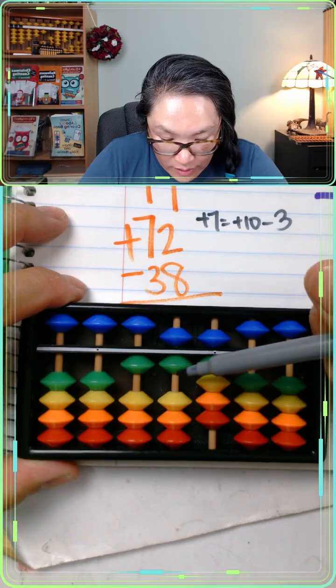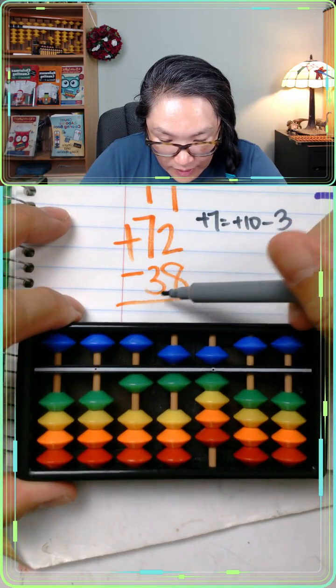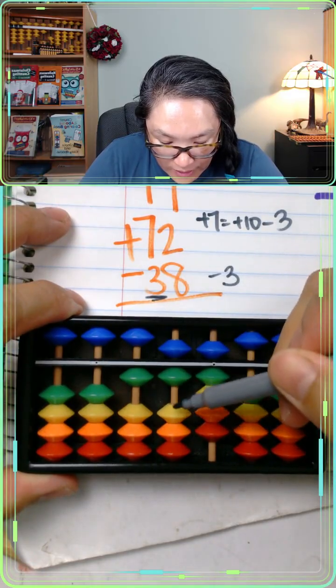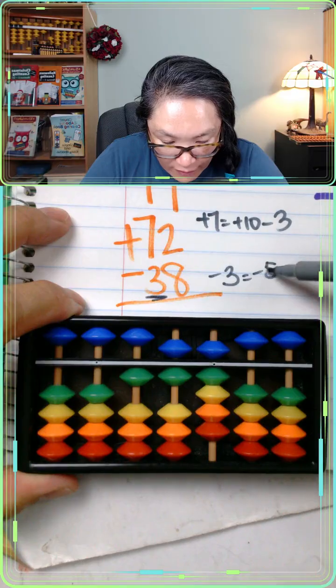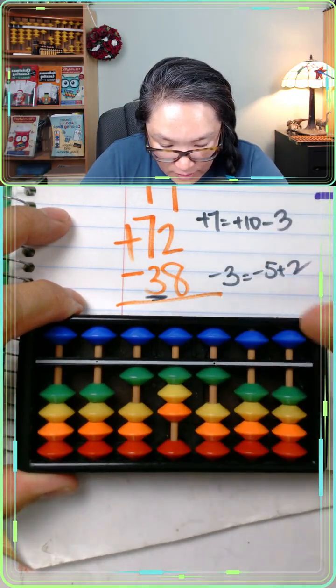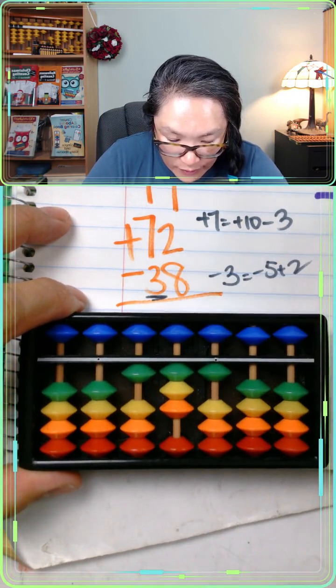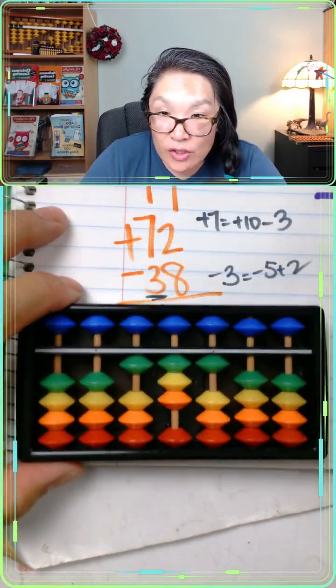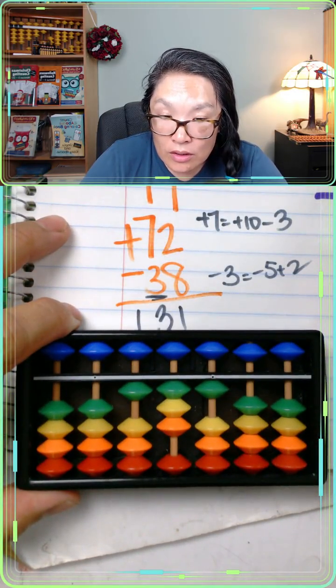Take away 8. Take away 3. Do you remember how to take away the 3? Can't take away the 3, so I have to minus the 5 plus the 2. And then minus 8. So my final answer is 131. Did that make sense, Treasure? Or did I go too fast?